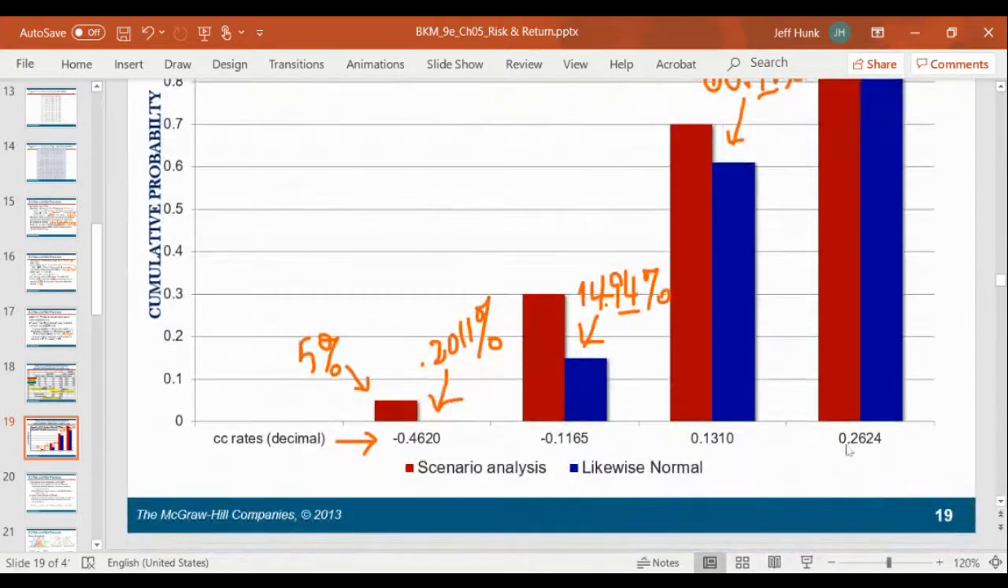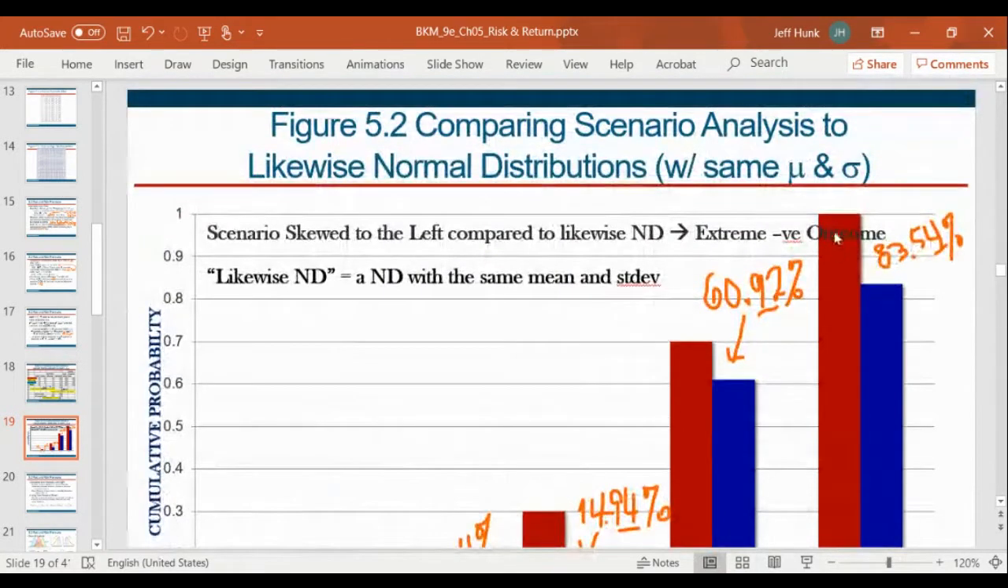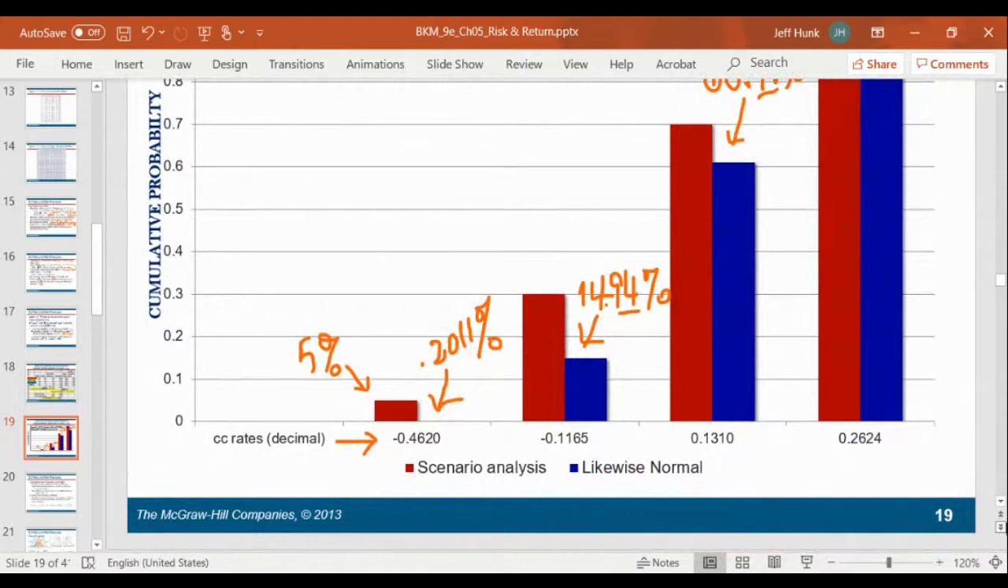And economic boom, using the continuously compounded return, the cumulative probability will be 1, but the lognormal distribution will tell you the probability will be only about 84%, right? So that's what we can do.